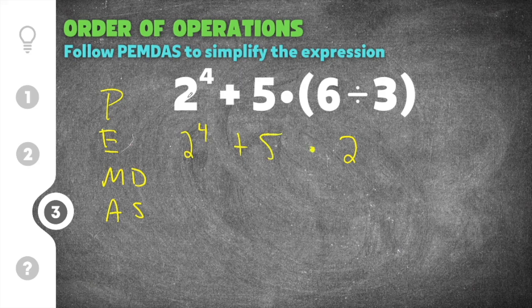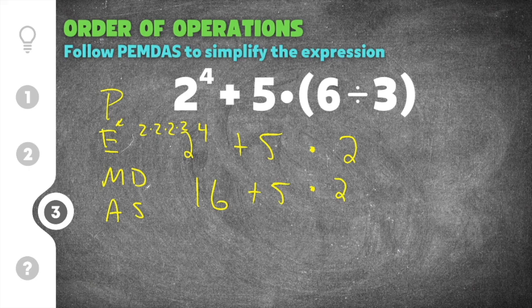Then the next thing we have to do is simplify our exponent, which is 2 to the 4th, and that's like saying 2 times 2 times 2 times 2, or 2 four times. And 2 times 2 is 4, 4 times 2 is 8, 8 times 2 is 16. So 2 to the 4th power is 16, plus 5 times 2.